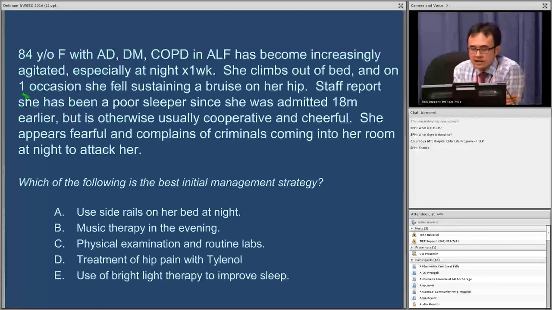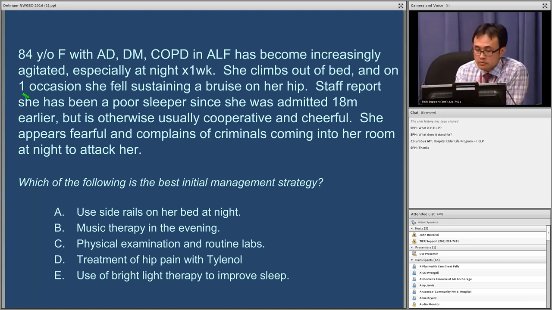So I'm going to ask a question here, and by no means am I looking for an answer, it's just to stimulate some thought. You have an 84-year-old woman who has Alzheimer's disease, is also a diabetic, and has chronic obstructive pulmonary disease. She lives in an assisted living facility, but she's become increasingly agitated, especially at night, for the past week. She's climbing out of bed, and on one occasion she's had a fall, sustaining a bruise to her hip. The facility staff report that she's been a poor sleeper since she was admitted 18 months earlier, but otherwise she's usually cooperative and cheerful during the daytime. She appears really fearful and complains of criminals coming into her room at night to attack her. So a little bit of that paranoia.